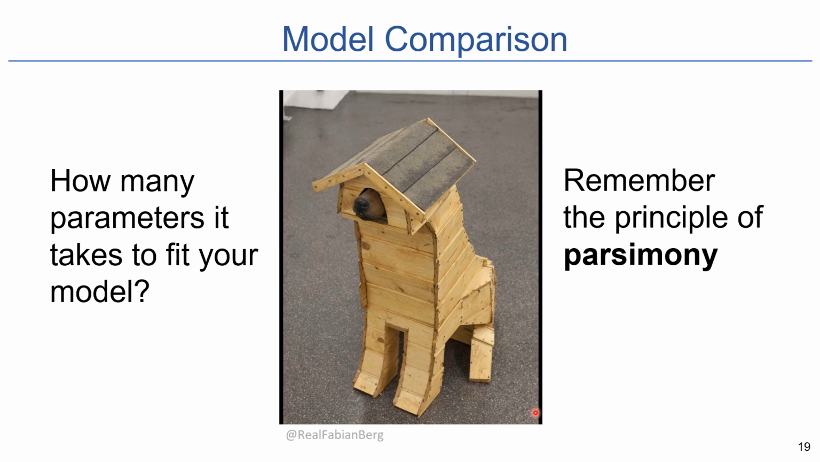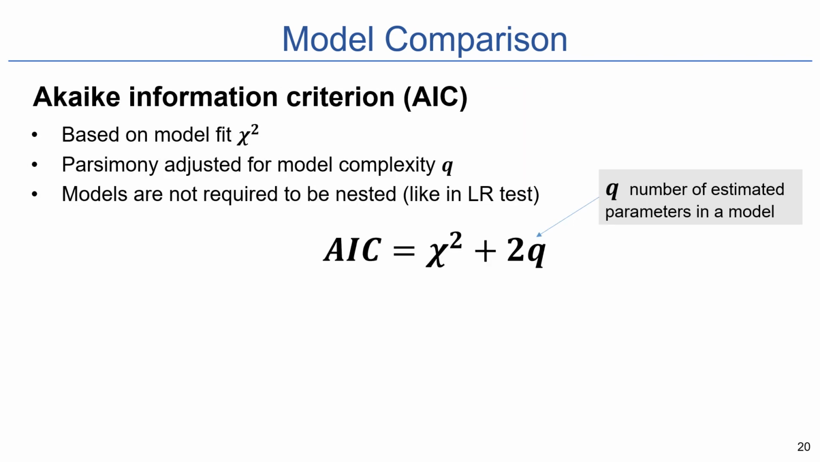And this figure very nicely visually expresses the unnecessary complexity when we overfit the models. And the Akaike information criteria is parsimony adjusted for model complexity. As you can see, the formula for the AIC calculation includes the number of estimated parameters in a model. Also, the Akaike information criteria includes the chi-square, our model fit.